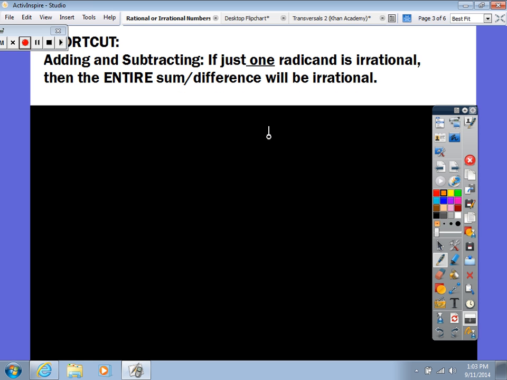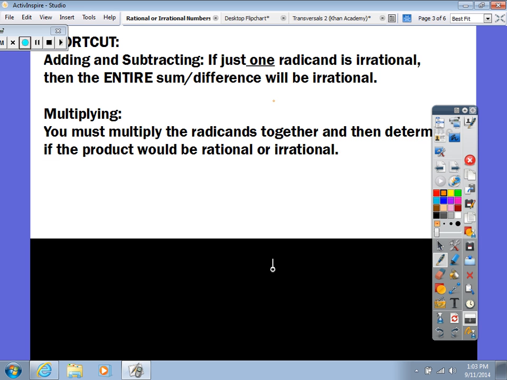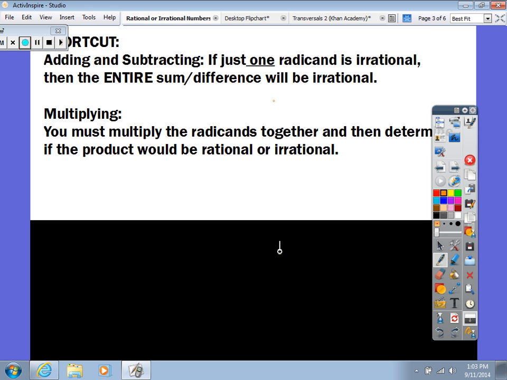But this would say shortcut if this icon wasn't in the way. However, for adding and subtracting, this is what you do. If just one of your radicands is irrational, then the entire sum or difference will be irrational, which basically means if just one of my radical numbers is irrational, then my final answer is going to be irrational in the end.